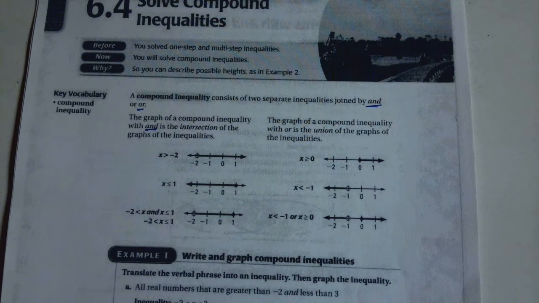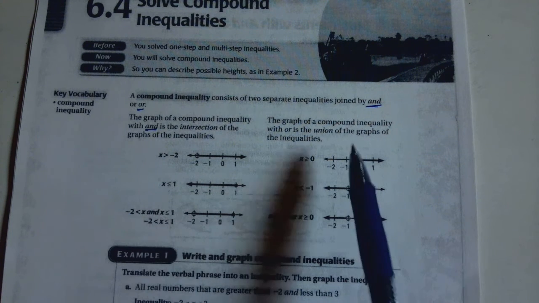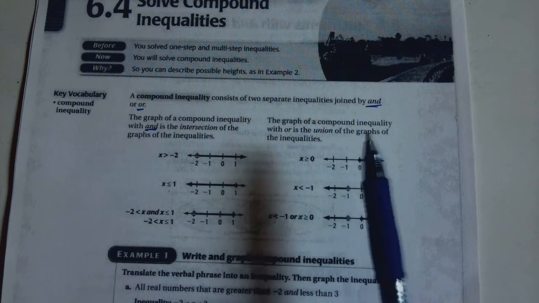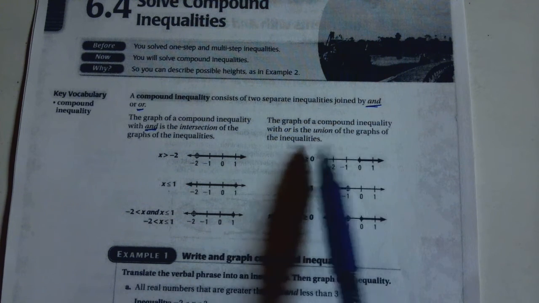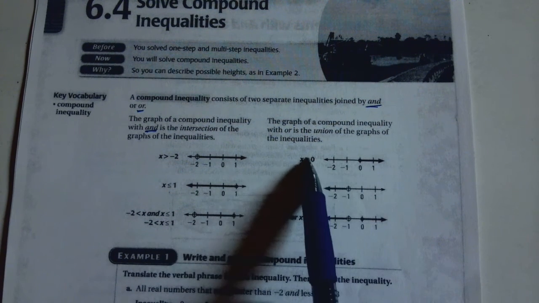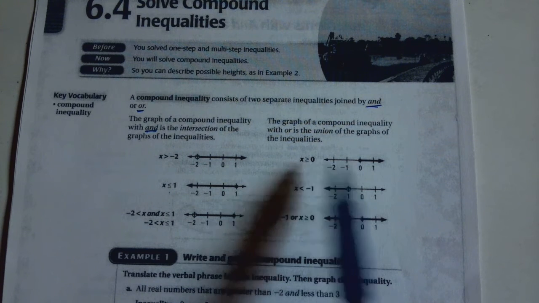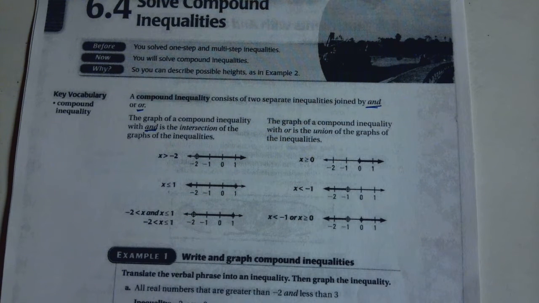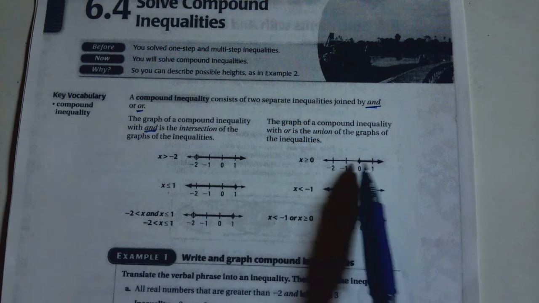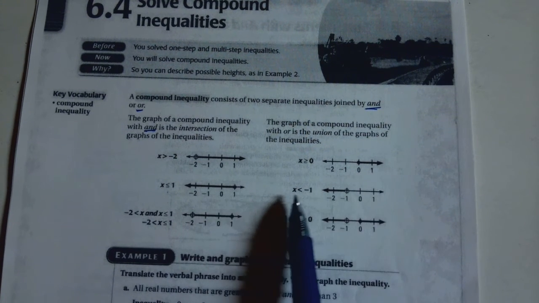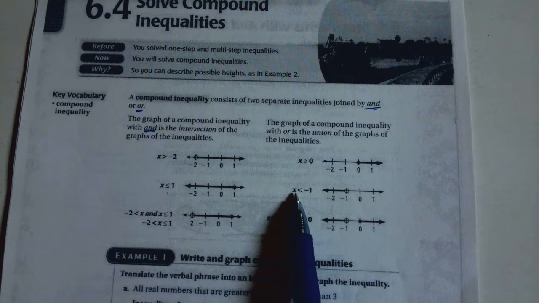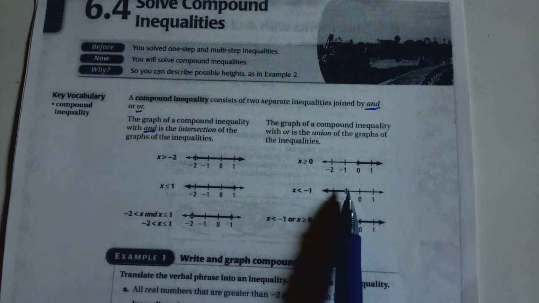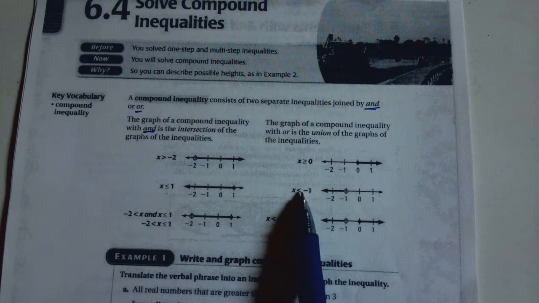And then the other way is an "or". So look at this. The graph of a compound inequality with "or" is the union, okay, of the graphs of the inequalities. So say I have x is greater than or equal to 0. So 0 again is closed because it contains an equal sign. Sorry, let me move that out of the way. And it goes up the number line. Then -1 is greater than x. Again, we should remember that this is going to be an open circle because it doesn't include. So it goes from -1 all the way down the number line.